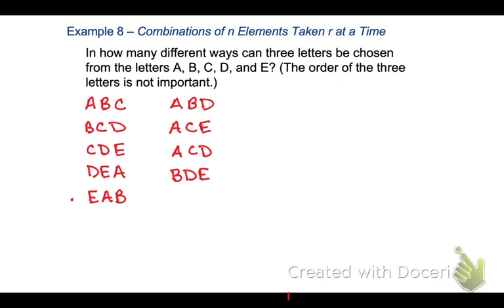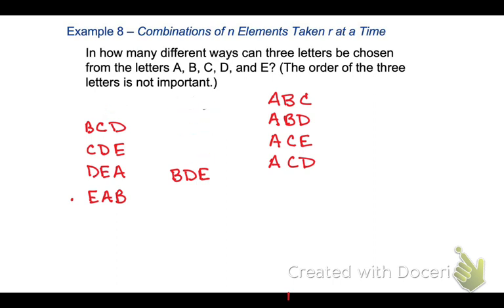B, E, A? Yes. Maybe I should have written them like this. I'll write all the A's together, all the ones that start with A. Then I'll go next to it and write all the ones that start with B. This is what I do, because they get fewer as I go across.